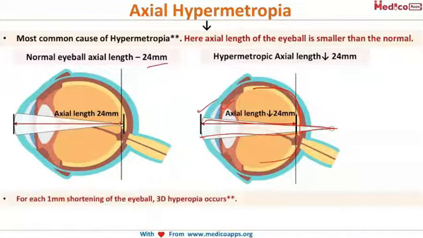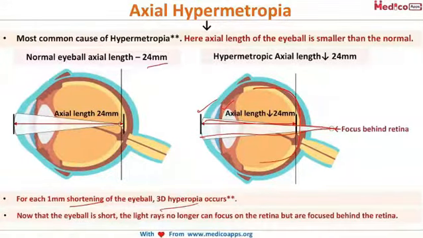And same thing over here, 1 mm shortening of the eyeball causes 3 diopters of hypermetropia. Okay, so now the eyeball is short, so the rays can no longer focus on the retina. They're focused behind the retina.